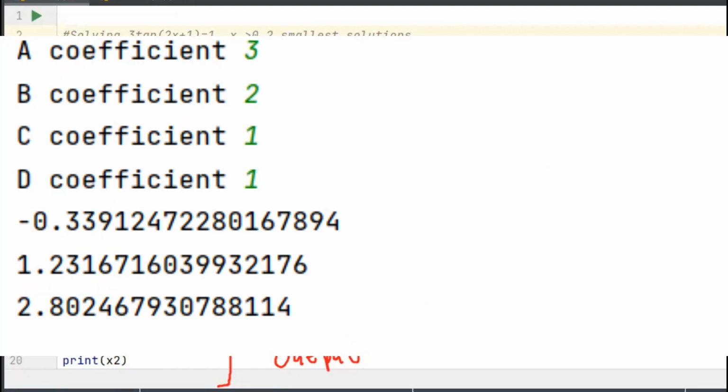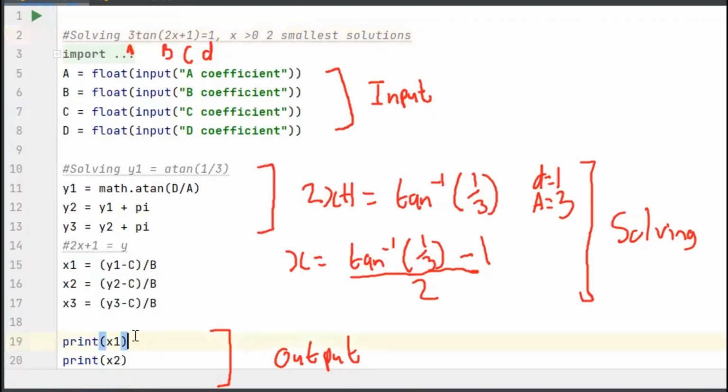Now, we already have a minor problem here. And the fact is we get the 3 solutions. However, we know that the question criteria was x is bigger than 0. So the first solution here is invalid. Now, how do we solve that? Let's just get rid of print 1. And we're going to run that again.